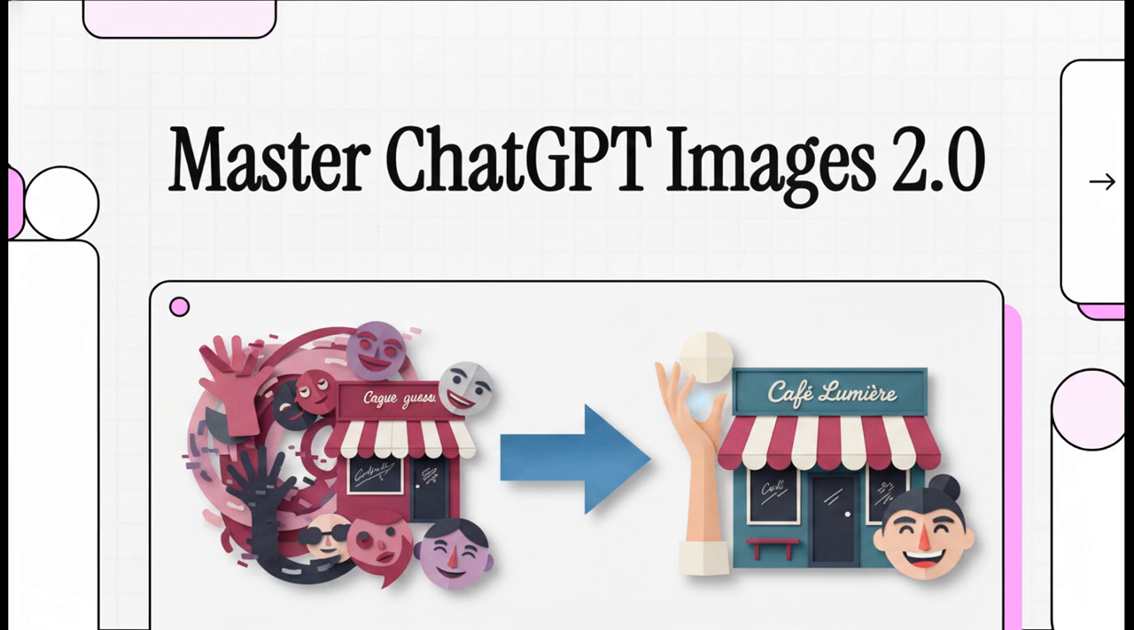It is incredibly frustrating. But what if I told you that the AI isn't broken at all? You just need a better blueprint. Welcome to today's explainer, where we're going to conquer ChatGPT Images 2.0. We're going to completely transform how you interact with this tool, moving you away from those hopeful, vague guesses and turning you into a true prompt master.